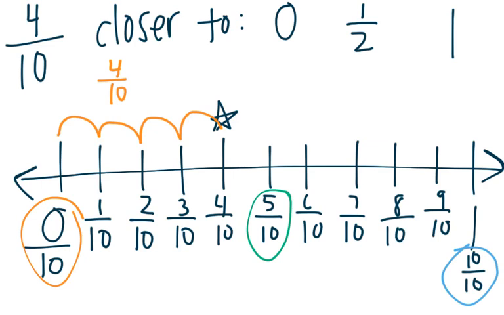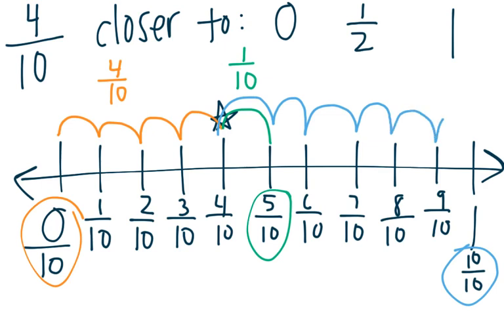Now let's compare to 1/2. Start at 4/10 and we go to 5/10. We only hopped 1/10 of the way. Lastly, we're going to hop from 4/10 all the way to 10/10. 1/10, 2/10, 3/10, 4/10, 5/10, 6/10.